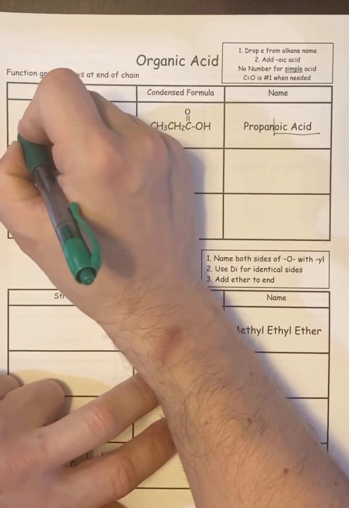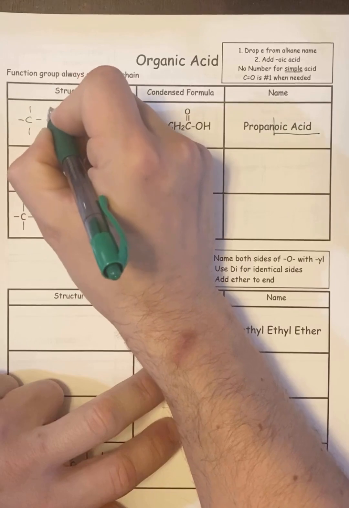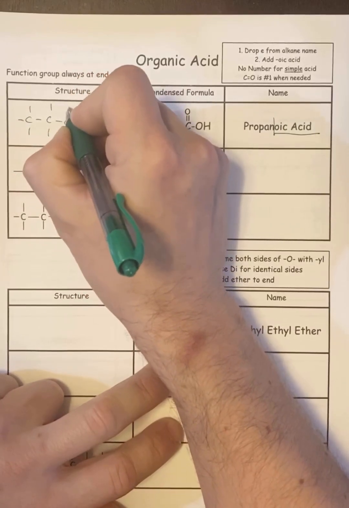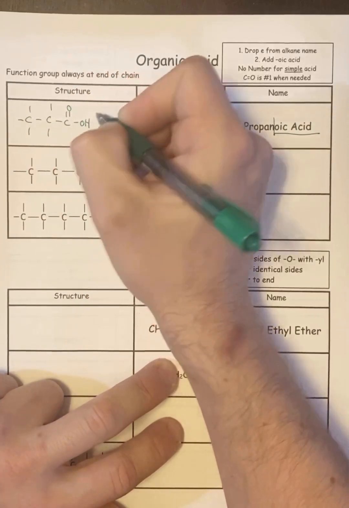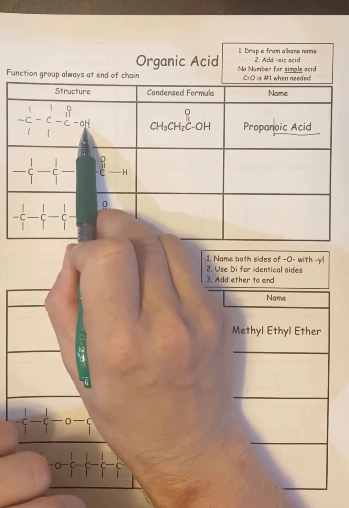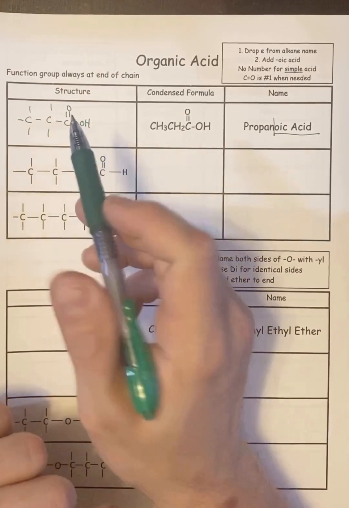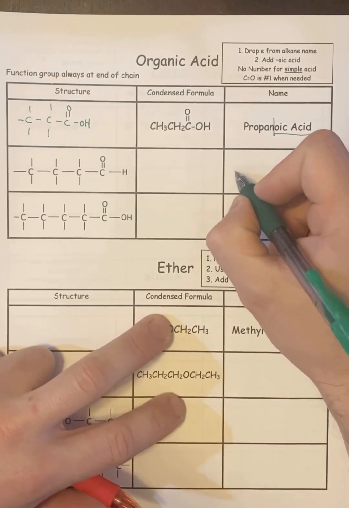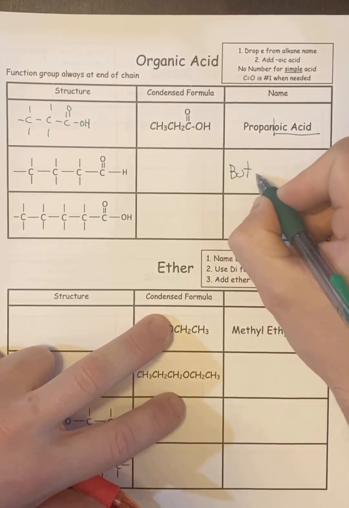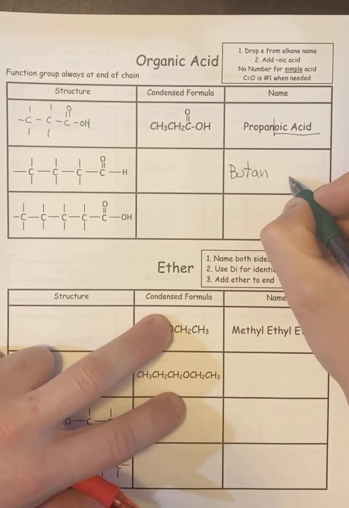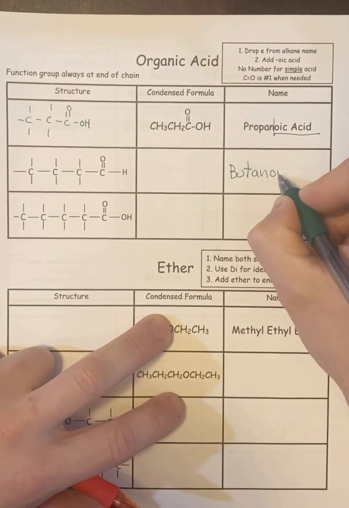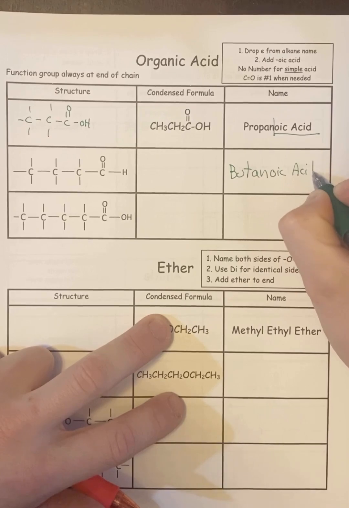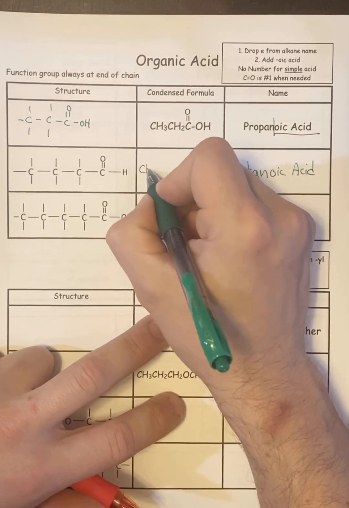So uncondensing this is going to look like this. Again, I didn't put a bond between the O and the H, but if you put one in between the O and the H, that's totally fine. So for this next one, it's 4 in a row. Butane would be 4. They dropped the E, added oic acid, the condensed version.